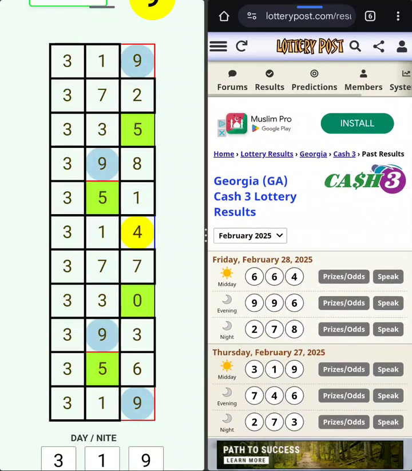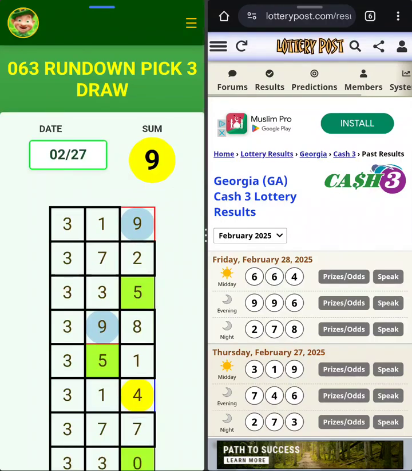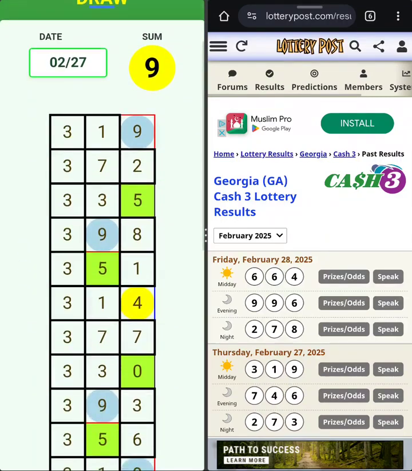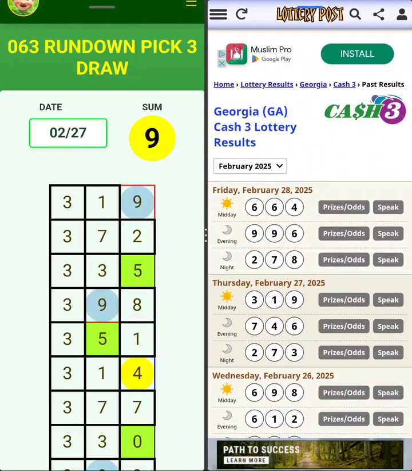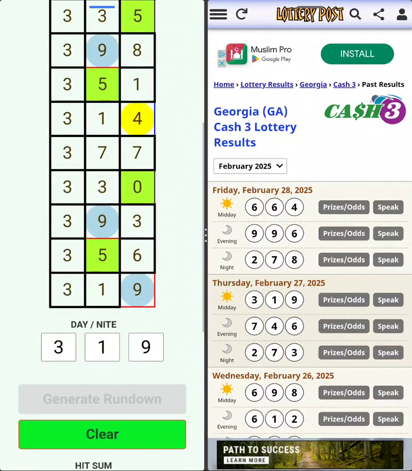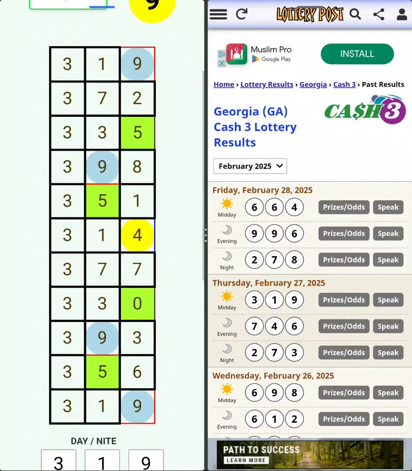Georgia, Cash 3. I'm going to show you how to get the numbers using the 063 rundown pick 3 draw, at LNumerisLotteryStrategies.com. Look at the date on the right side, February 27th. The number for midday came out 319. So we're going to feed 319 into the generator, and it'll give you the grid. And in that grid, if we look around the nines, we should see our numbers for evening and night.